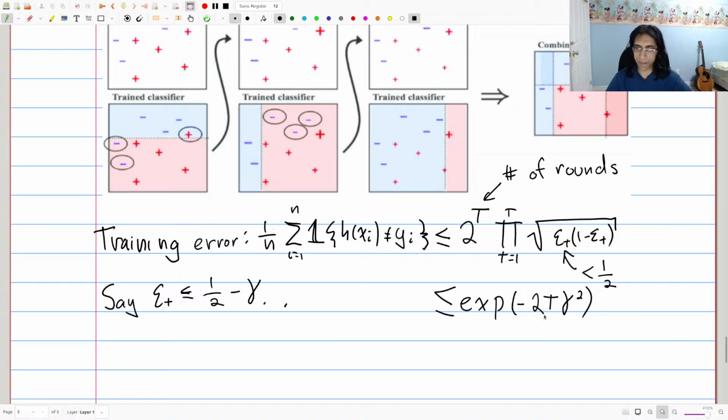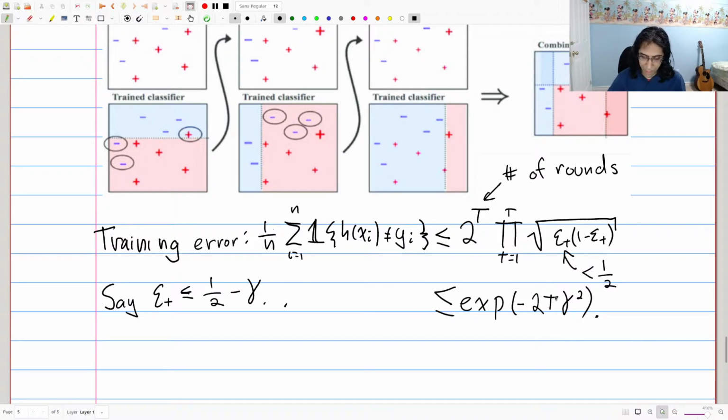What does this mean? Well, this means that we can take T to be relatively small, something which is only logarithmic, and this will get to be a very small training error very, very quickly. This dies off very quickly as you have something which is just a little bit better than random guessing. So what does this tell us? This means that if we want to do well on the training data set, we can do well with only a few iterations, without too many.